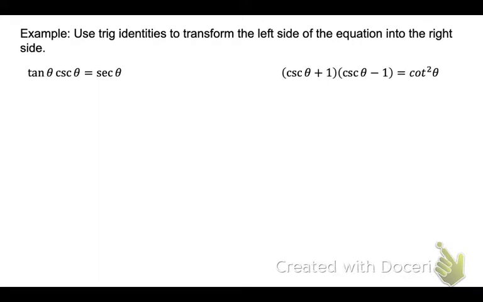Again, left look like the right. If you want to swap how you're writing it, I don't care. Tangent of theta times cosecant theta equals secant theta. Try it on your own.